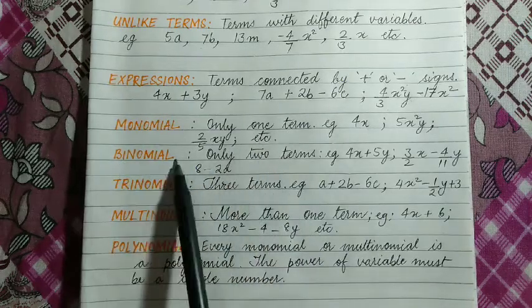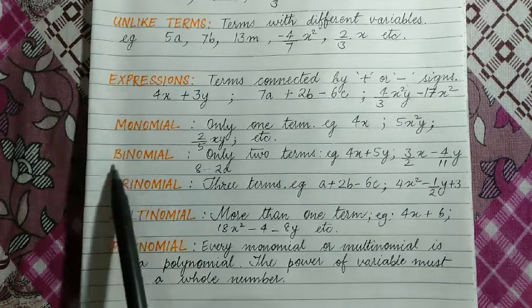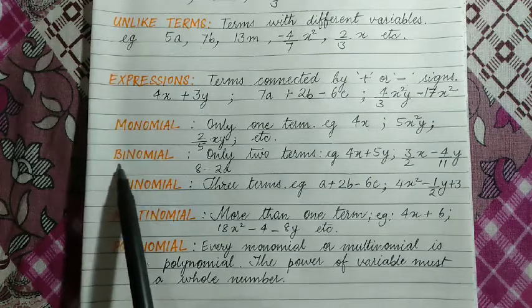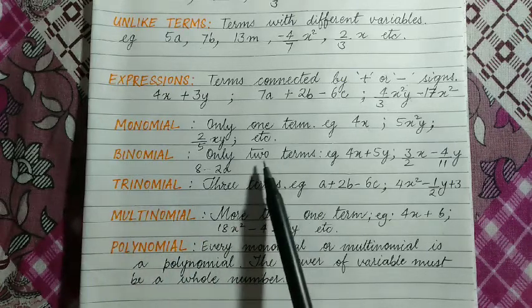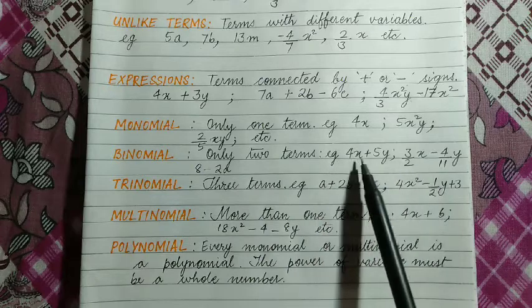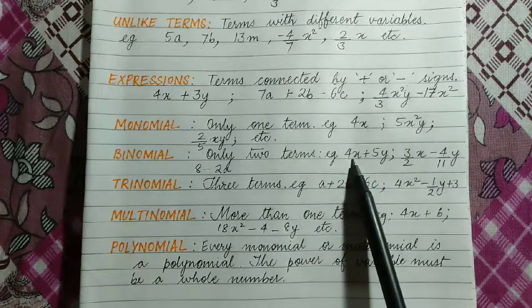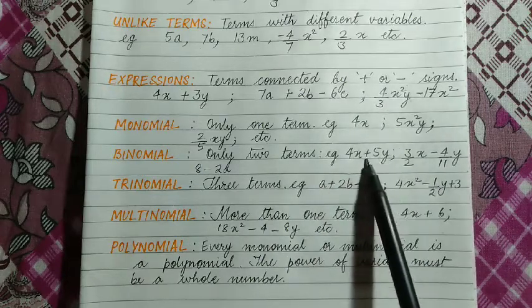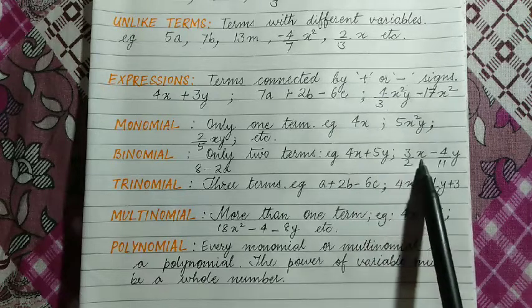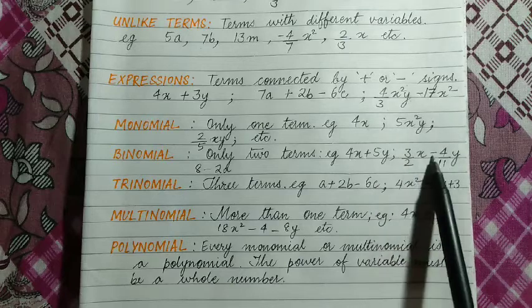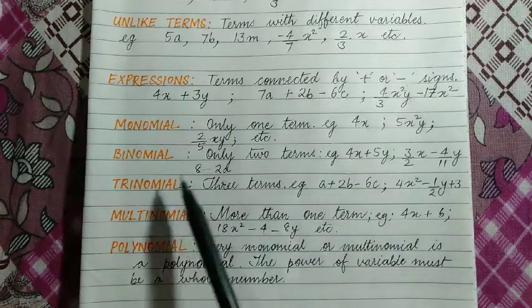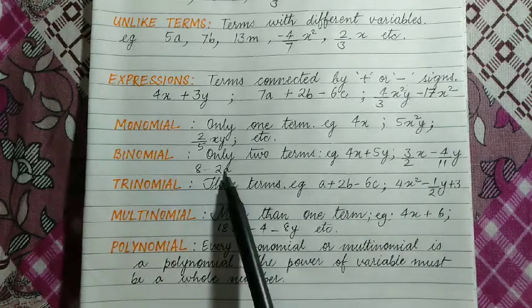Similarly, binomial: the term bi stands for two, so a binomial means an expression with two terms. Here, 4x and 5y are connected by a plus, and 3 by 2x minus 4 by 11y is connected by a minus sign. They form an algebraic expression which is a binomial. 8 minus 2a is another binomial.